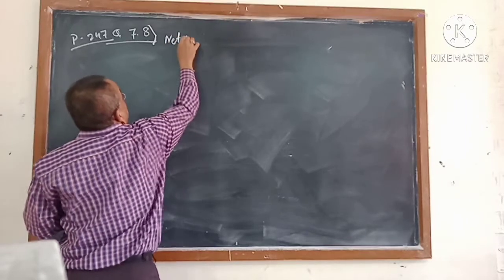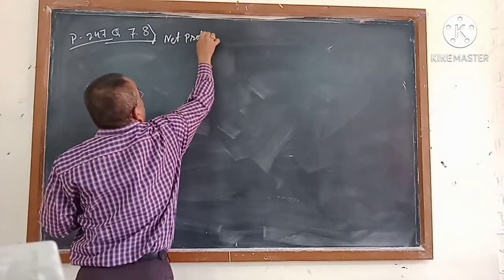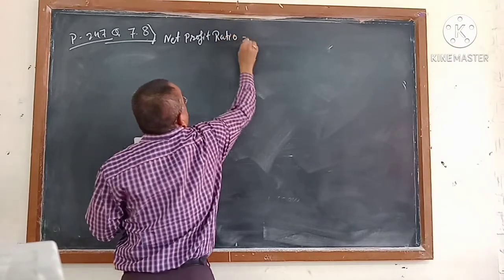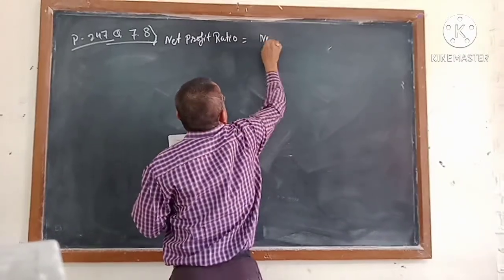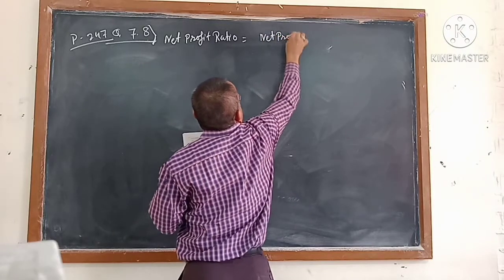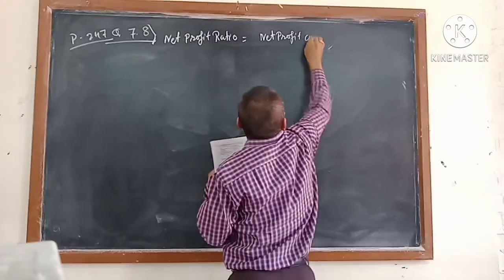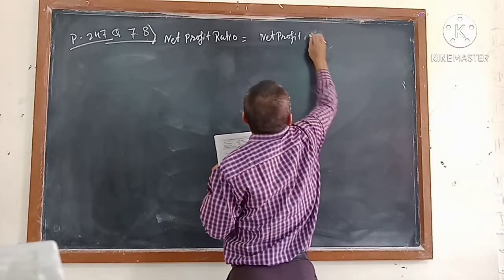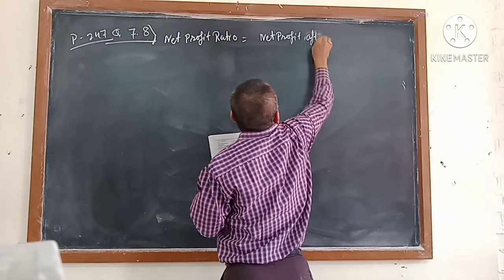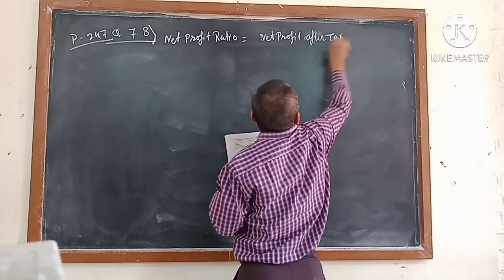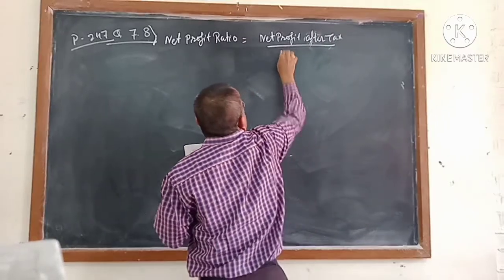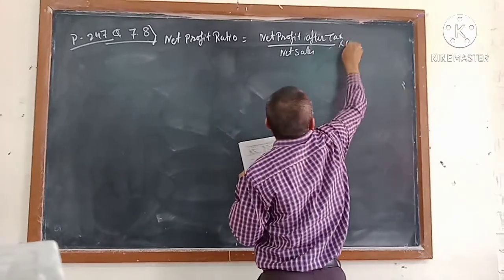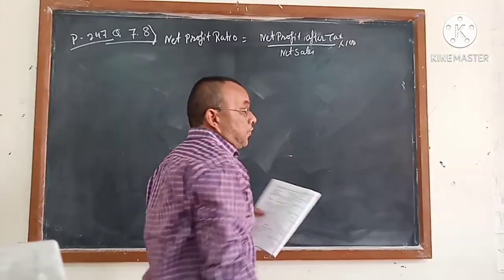That is net profit ratio is equal to net profit after tax by net sales into 100. This is your formula.